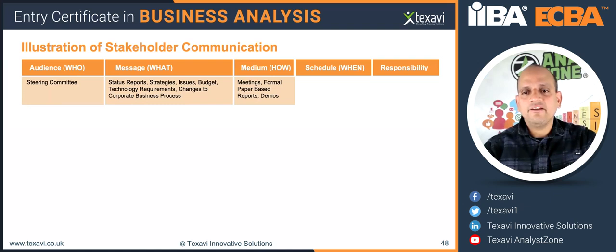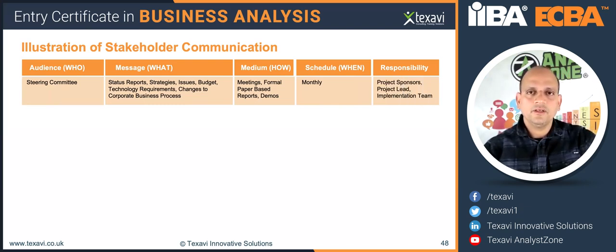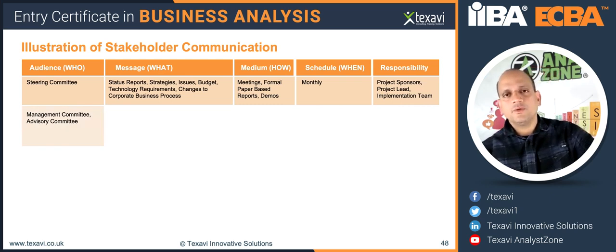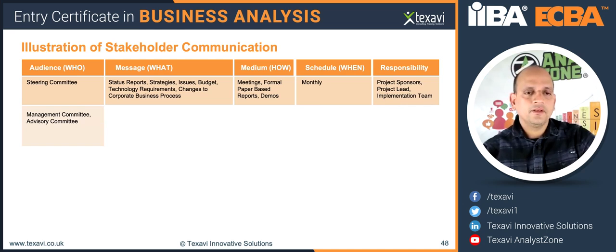You can have meetings, you can have formal reports, you can have demos to them. And this can be done once a month because they're too busy otherwise, right? They don't want to get involved with every day-to-day stuff. Or when there is a problem, you just need to inform them immediately. Something like an escalation that could potentially happen.